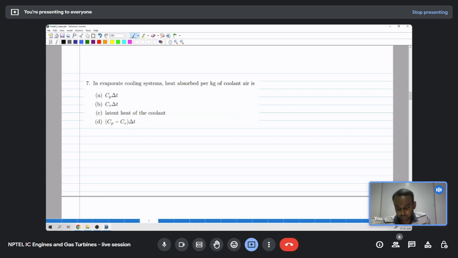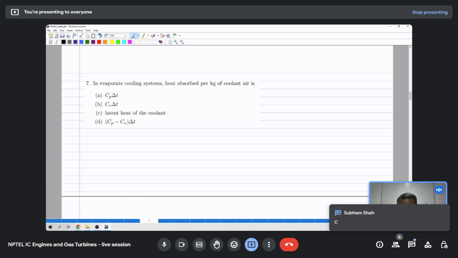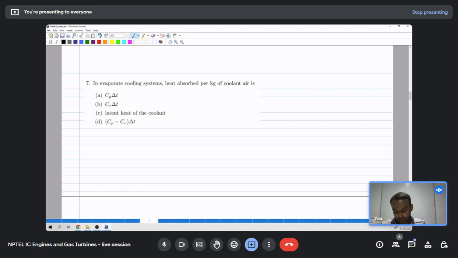Next question. In evaporative cooling systems, heat absorbed per kg of coolant air is: Cp delta T, Cv delta T, latent heat of coolant, or Cp minus Cv delta T. The answer is latent heat of coolant, because in an evaporative cooling system we use the evaporative enthalpy for cooling the system to absorb heat. That means the latent heat, which is the energy supplied for the phase transition of the coolant from the liquid state to vapor state.